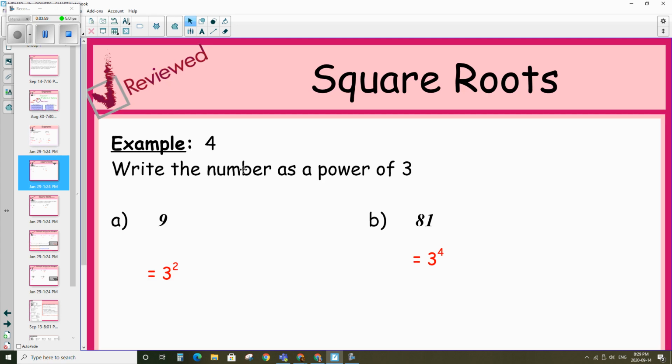Next example, write the number as a power of 3. That means it will have the base of 3, and then some kind of an exponent. And the answer has to be 9. So 3 times 3 is 9. This is how you would write 9 as a power of 3. Now 81. So 3 to some kind of exponent will be 81. 3 times 3 is 9, times 3 is 27, times 3 is 81. So there are 4 3's that we had to write down to get to 81.